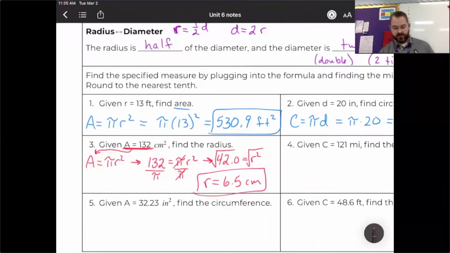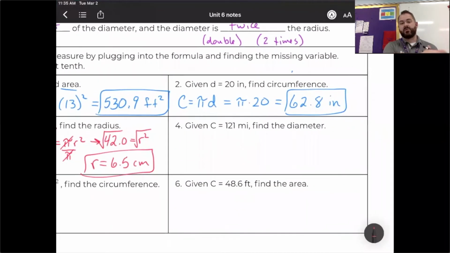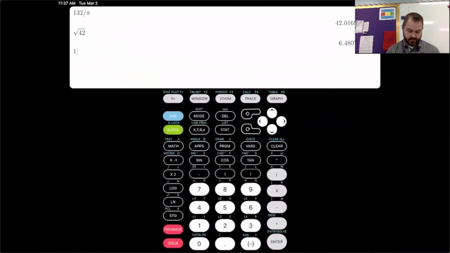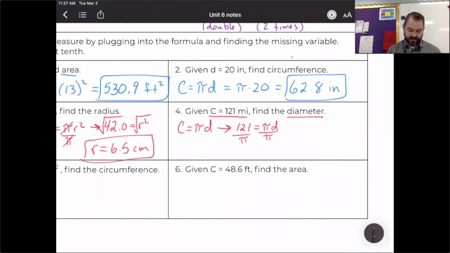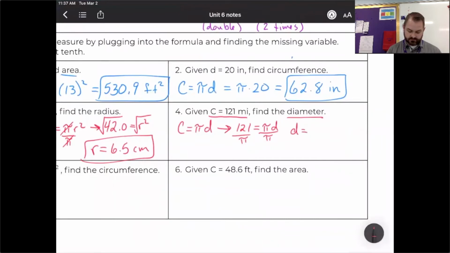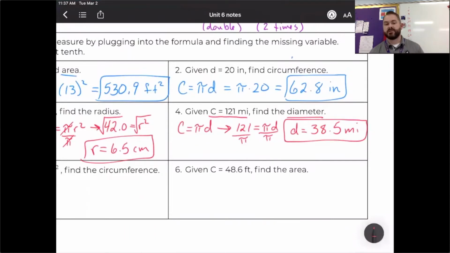Okay, let's keep going. Number 4, again, I'm giving you the total measurement, in this case circumference, and we want to work backwards to find diameter. So we start with the formula. Circumference equals pi times diameter. This time I know the circumference, I know c, so I'm going to plug in there. 121 for c equals pi times diameter. So to work backwards, all we have to do is divide by pi. And so if I do 121 divided by pi, I get about 38.5. So my diameter of this circle is 38.5 miles.